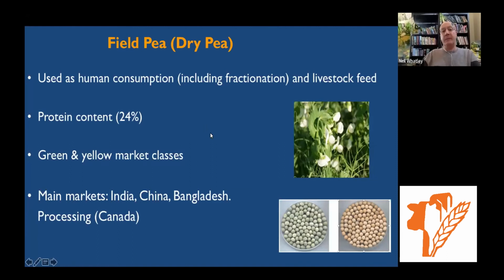Dry pea, we've got field pea. It's our most common crop. It's used as human consumption, including fractionation, and for livestock feed. Its protein content is 24%. We have green and yellow market classes. It's grown right across Alberta as field pea. The main markets are India, China, Bangladesh, and of course, it'll be used a lot for processing in Canada.